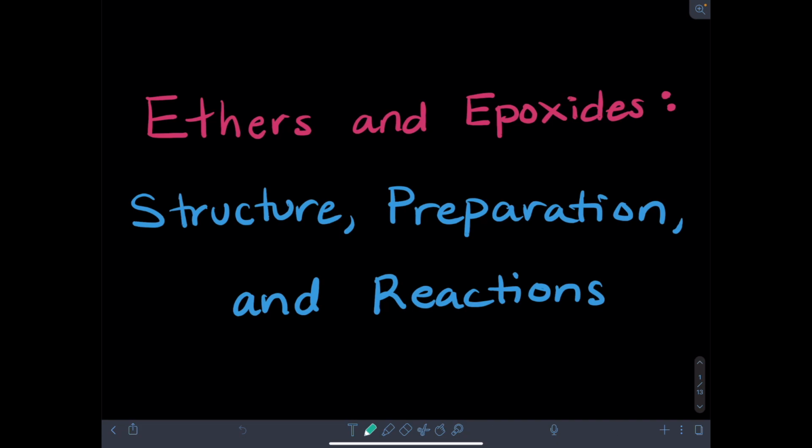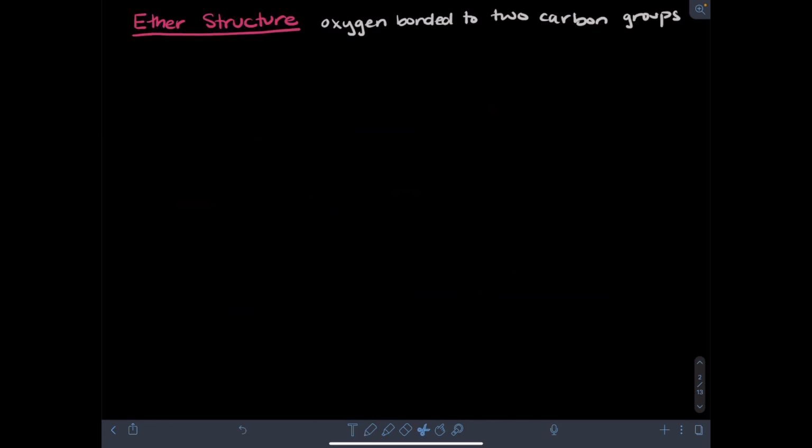Hi folks! The following video talks about ethers and epoxides. I'll be discussing their structures, how to prepare these molecules, and their reactions. In terms of their structure, ethers contain an oxygen bonded to two different carbon groups.